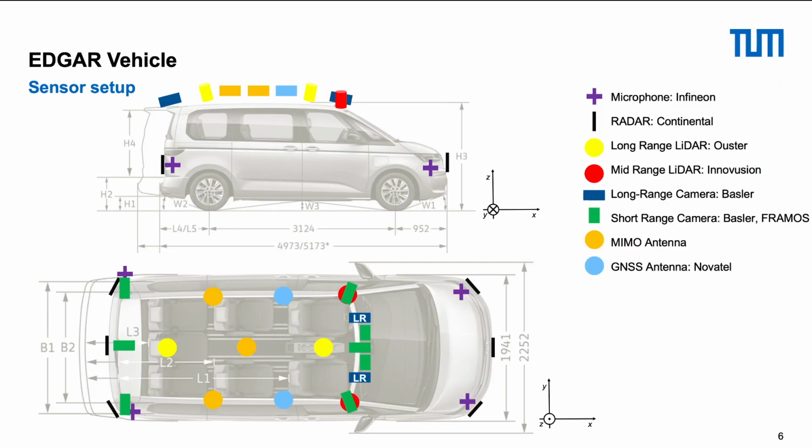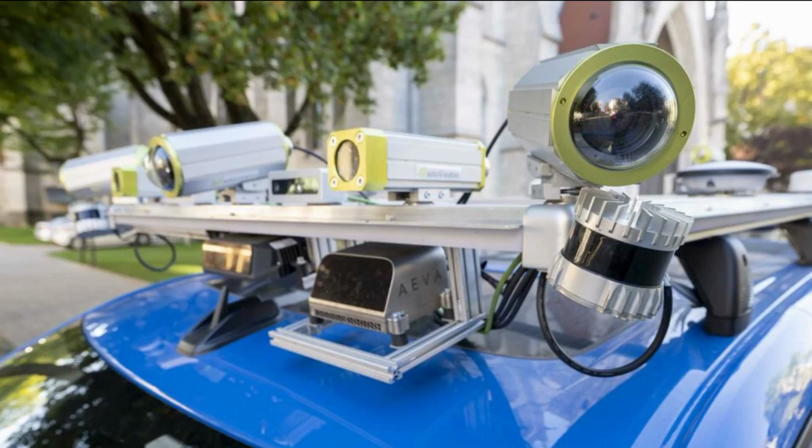Firstly, you can see here the sensor setup of EDGAR. It includes microphones for collecting audio data, radar from Continental for long-range detection, two LiDAR setups for long-range and mid-range detection, an Ouster 360-degree LiDAR, and an Innovusion solid-state LiDAR. It includes long and short-range cameras, a multi-input, multi-output antenna for Wi-Fi and 5G, and a GNSS antenna for differential GPS from NovAtel. You can see here the sensor setup, including the long and short range cameras, as well as the solid-state and 360-degree LiDARs.